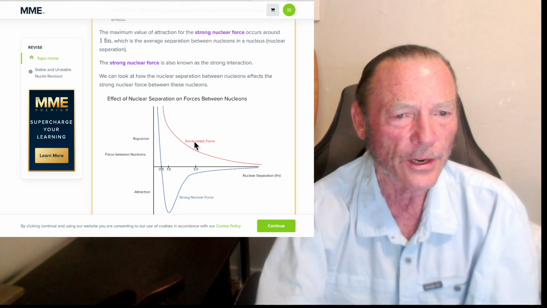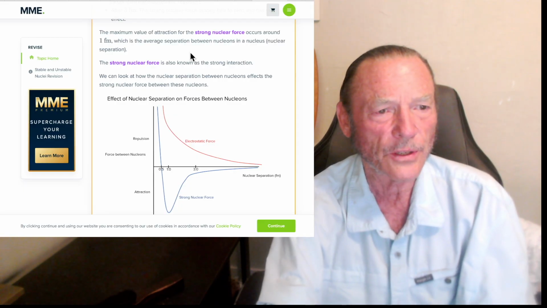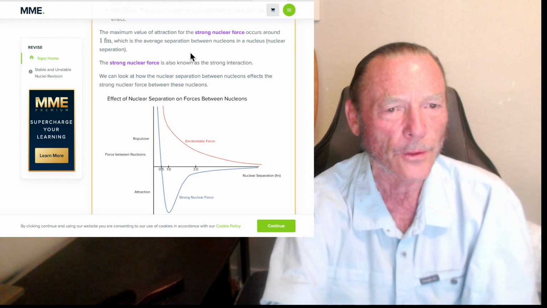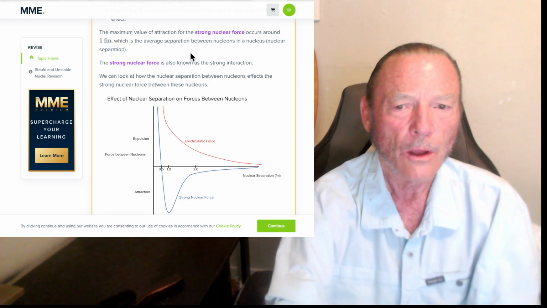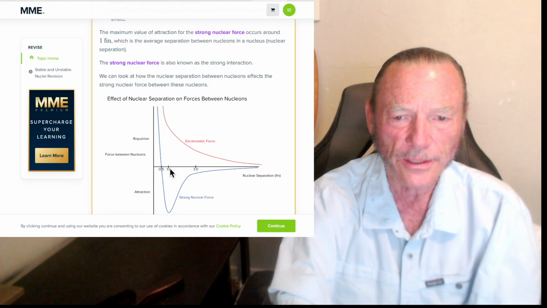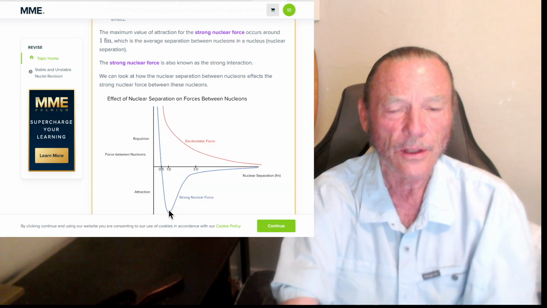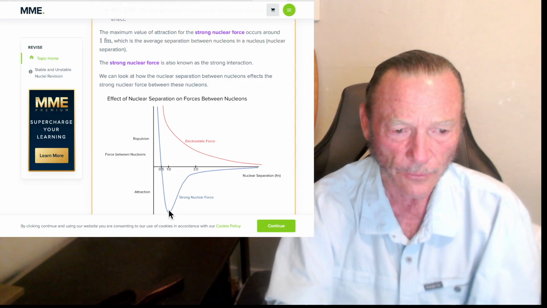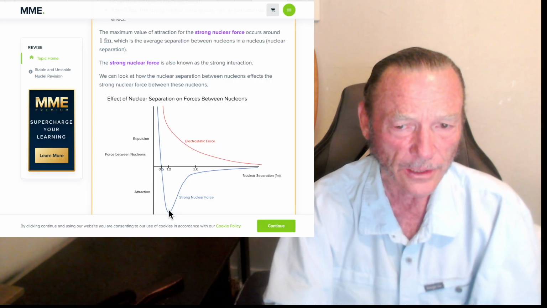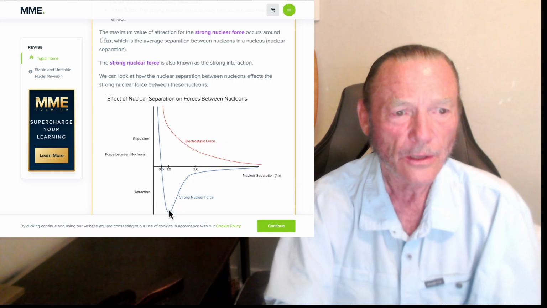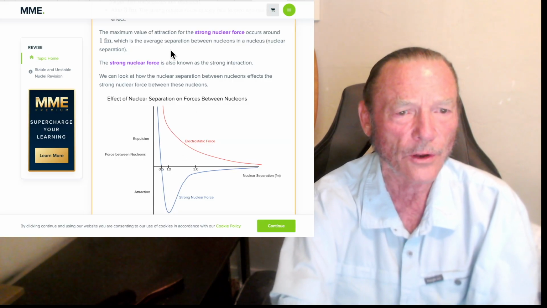What is being said here is the difference in the force relation at these 3 positions. The maximum value of attraction for the strong nuclear force occurs around the 1 femtometer mark. What that indicates is that if you read down from the 1 femtometer mark, it indicates the nadir, that is, the maximum attractive force. That's where the 2 protons are maximally attracted toward each other. So that's very important. The strong nuclear force is also known as the strong interaction.